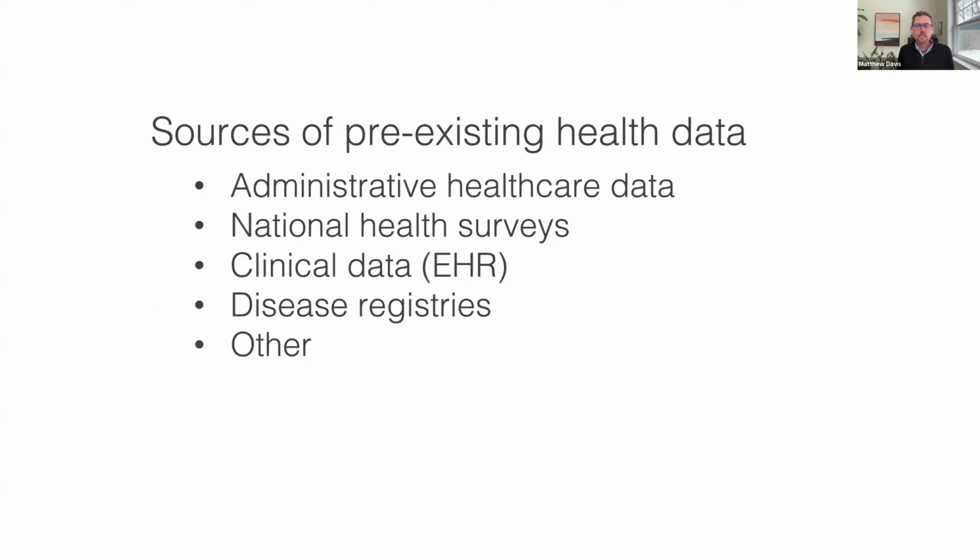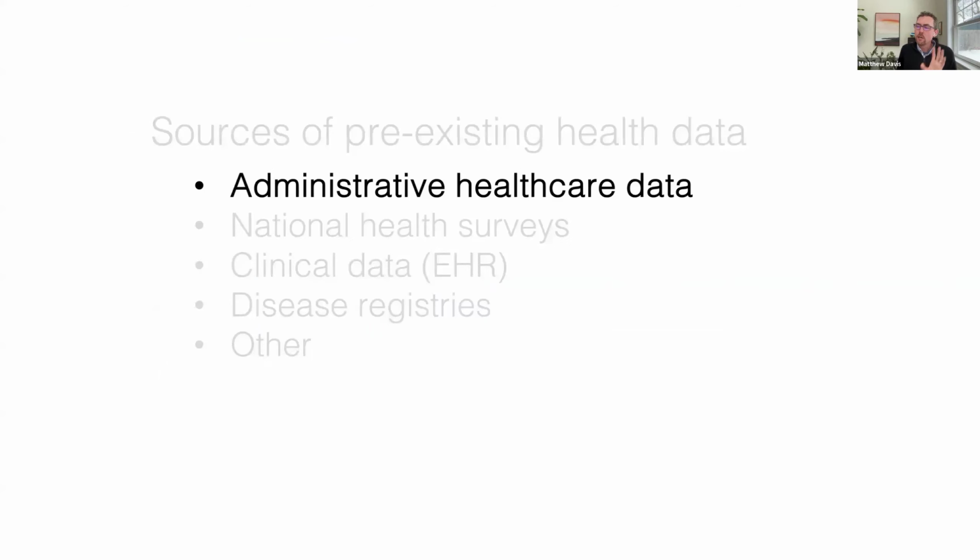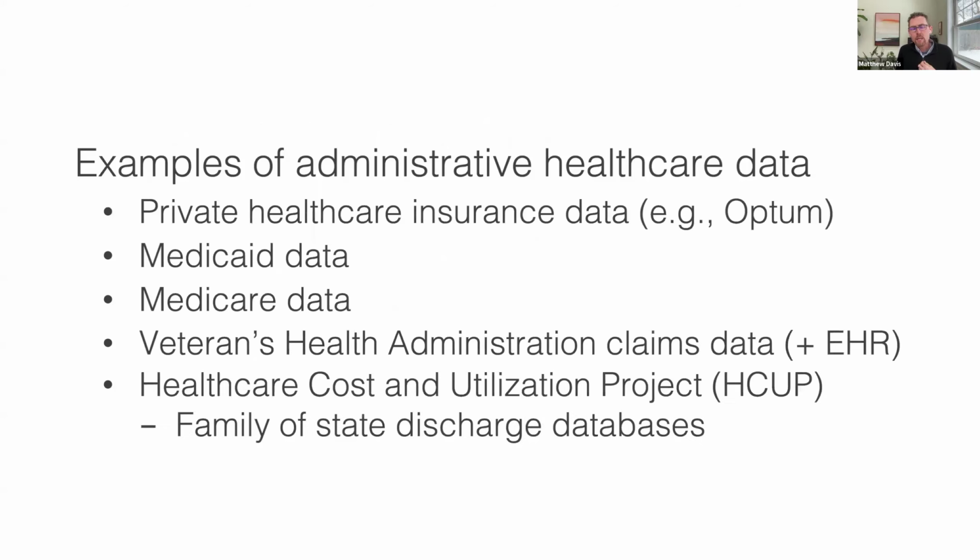Okay, so we're going to focus on national health surveys today, but I just want to briefly talk about what administrative healthcare data are and how we work with them, because it does mirror one of the national health surveys that we're going to talk about today, known as MEPS. So administrative healthcare data, again, it's not as accessible as national health surveys, but these are things like private healthcare insurance. IHPI holds some private health insurance data that can be accessible to U of M researchers. We talk about Medicaid, Medicare, VA data, which also brings in some elements of electronic health records.